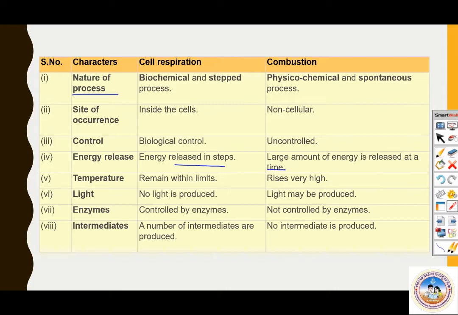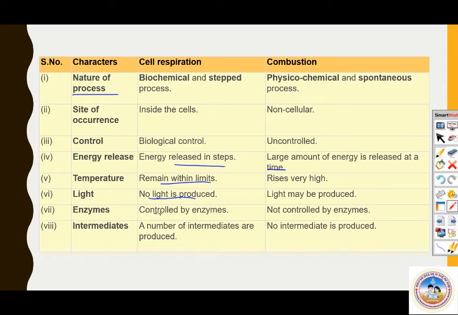Okay, once again I am saying, the nature of process. Cell respiration usually is a biochemical and stepped process. It usually takes place inside the cell. It is under biological control, meaning the system controls it. Energy is usually released stepwise. Temperature is always within limits. Am I clear to you? No light is produced over here, because during respiration there is no light.